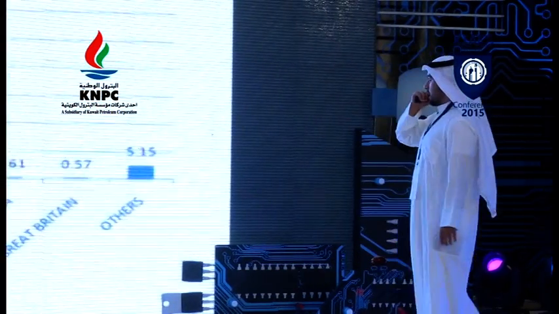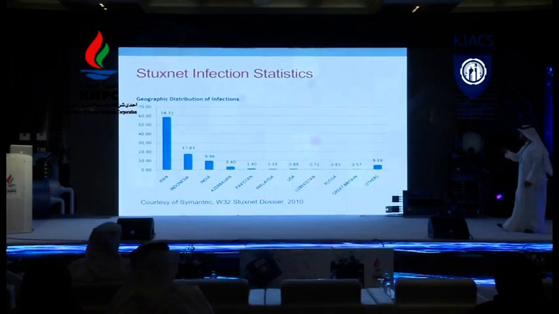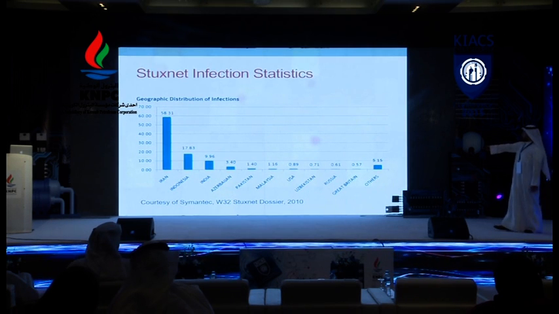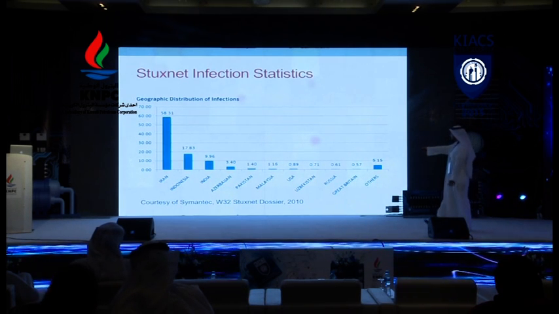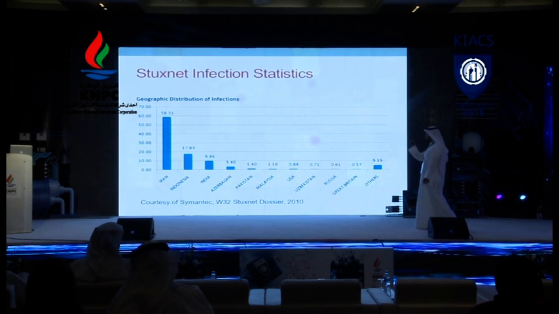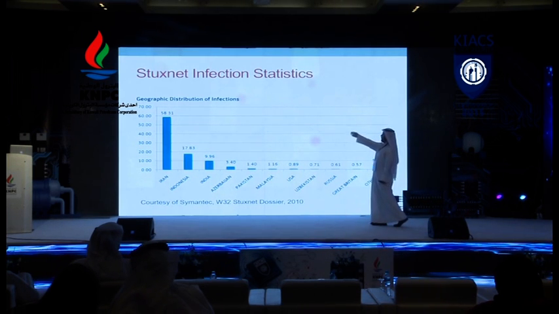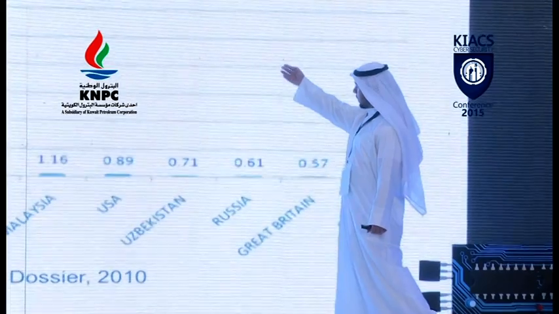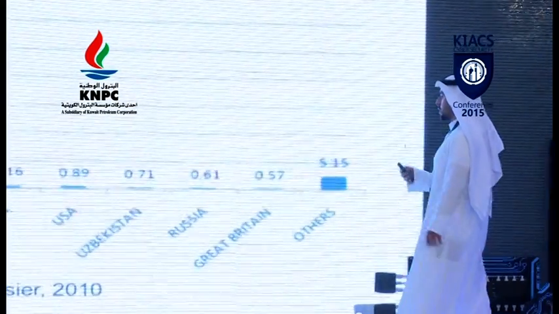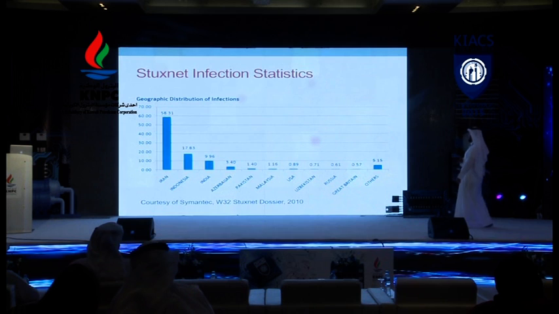Here are some of the Stuxnet infection statistics. This is depicted from the Stuxnet Symantec dossier report, and you'll see that about 58% of the infections were in Iran, about 17% were in Indonesia, and about 10% were in India.